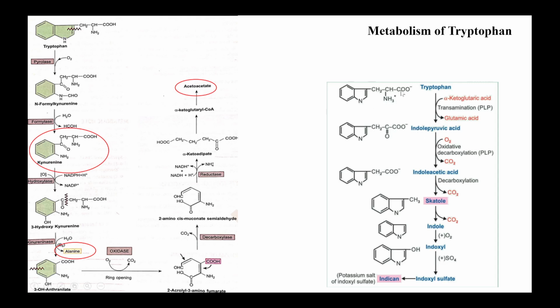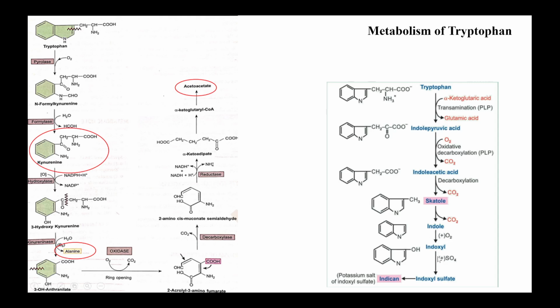This part is pyruvic acid and then you have an indole group attached to this. So indole pyruvic acid. Then there is an oxidative decarboxylation with the coenzyme TPP. The carbon dioxide will be removed and you will be left with indole acetic acid, in which one side chain of indole is there. Then again, another decarboxylation reaction, one more CO2 will be removed to form skatole. And then the CH3 group will be removed in the form of CO2 to form indole.